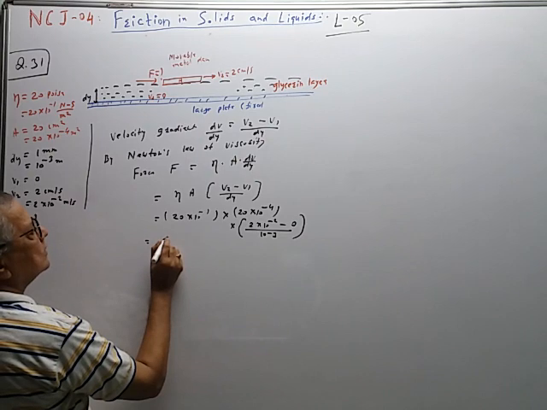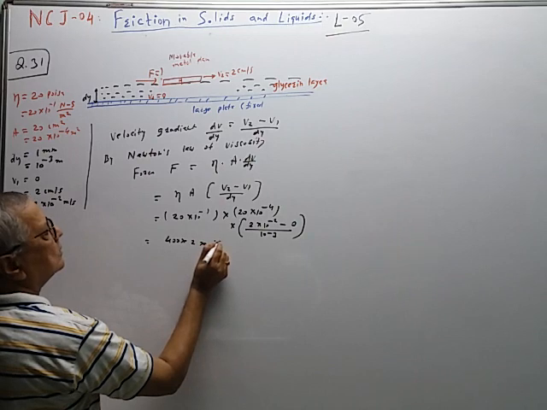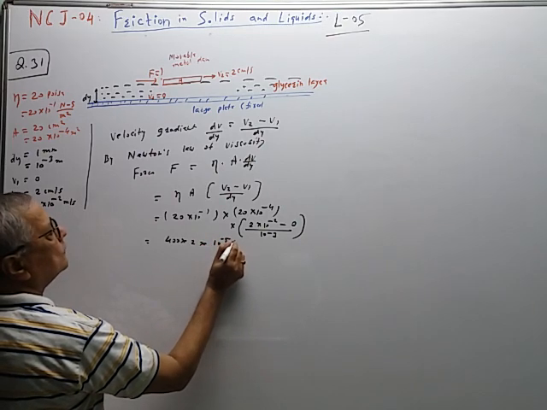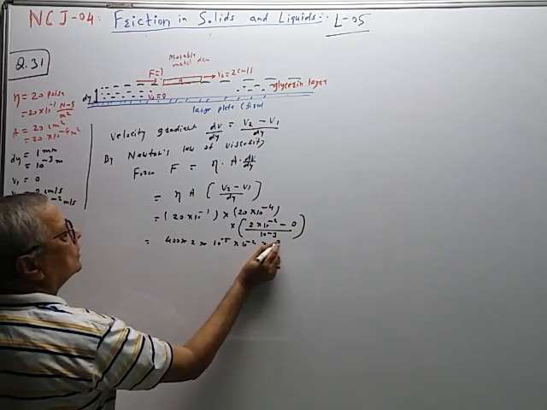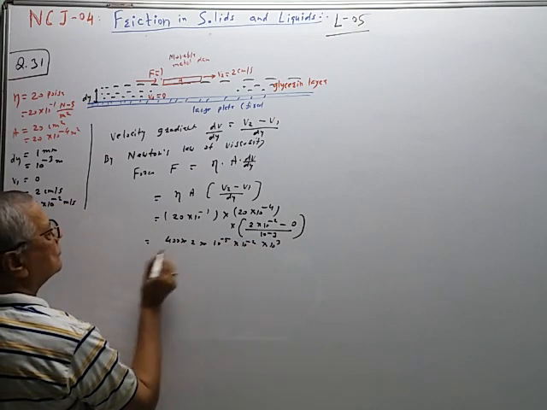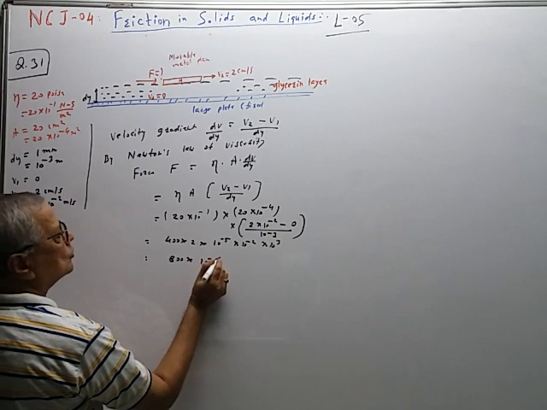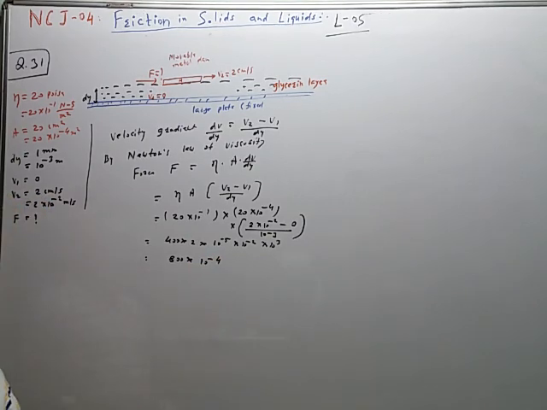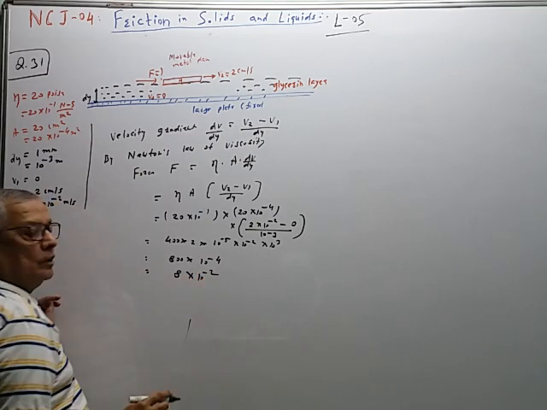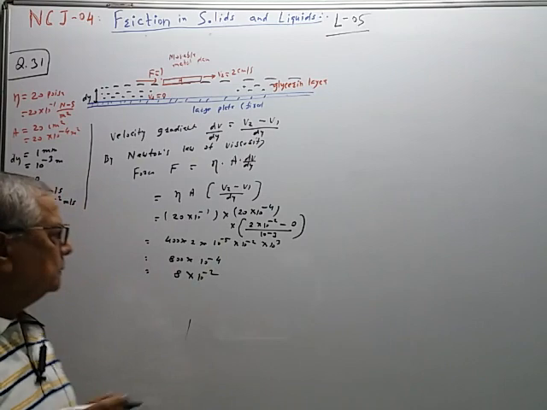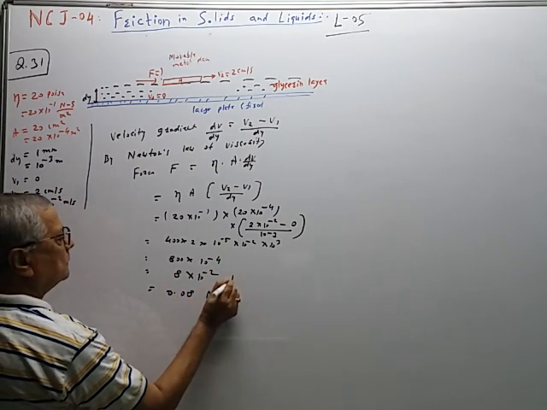So 20 into 20 is equal to 400, multiplied by 2. The total power is 10 raised to minus 5 into 10 raised to minus 2 into 10 raised to plus 3. So this is minus 7. So 800 into 10 raised to minus 4. So 8 into 10 raised to minus 2. This much force is required. So that is equal to 0.08 Newton.